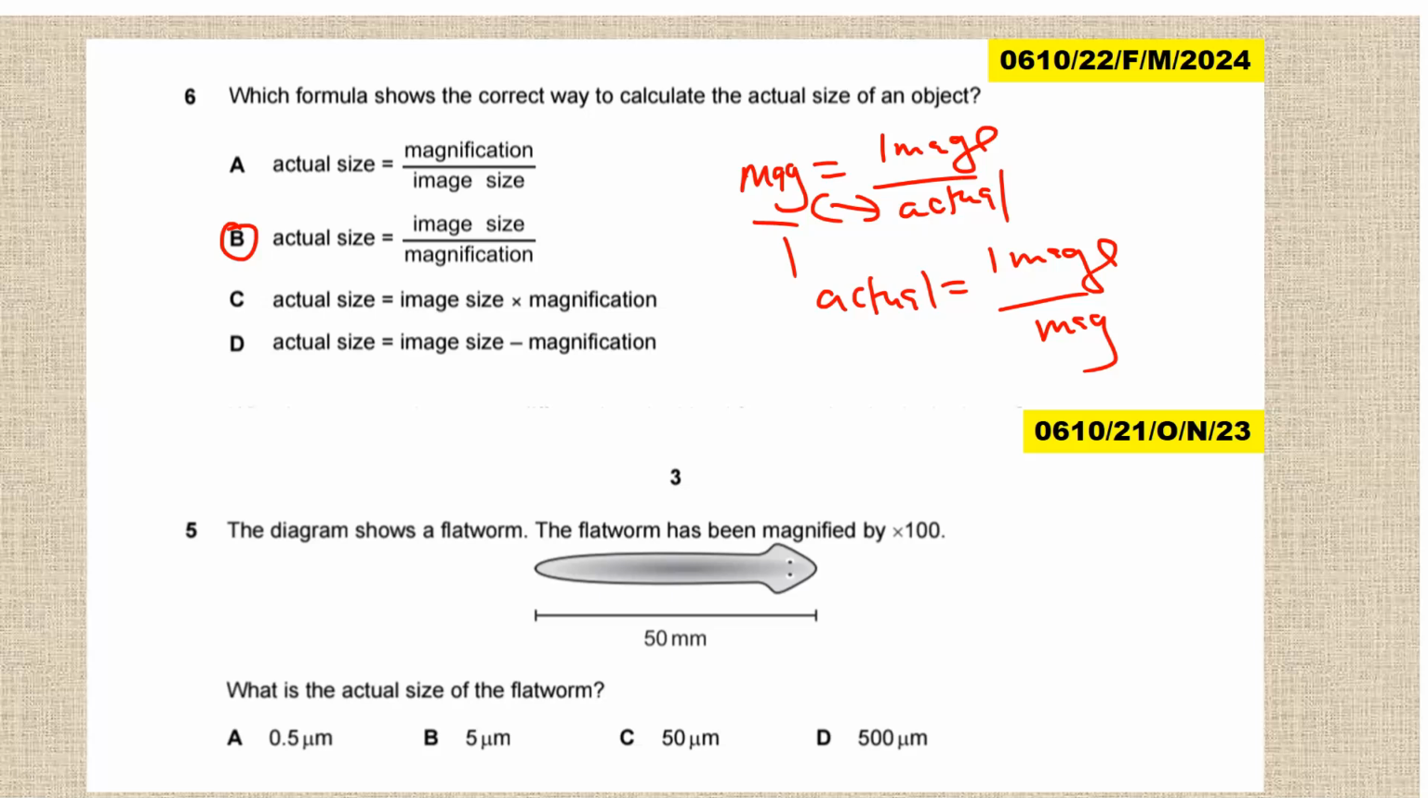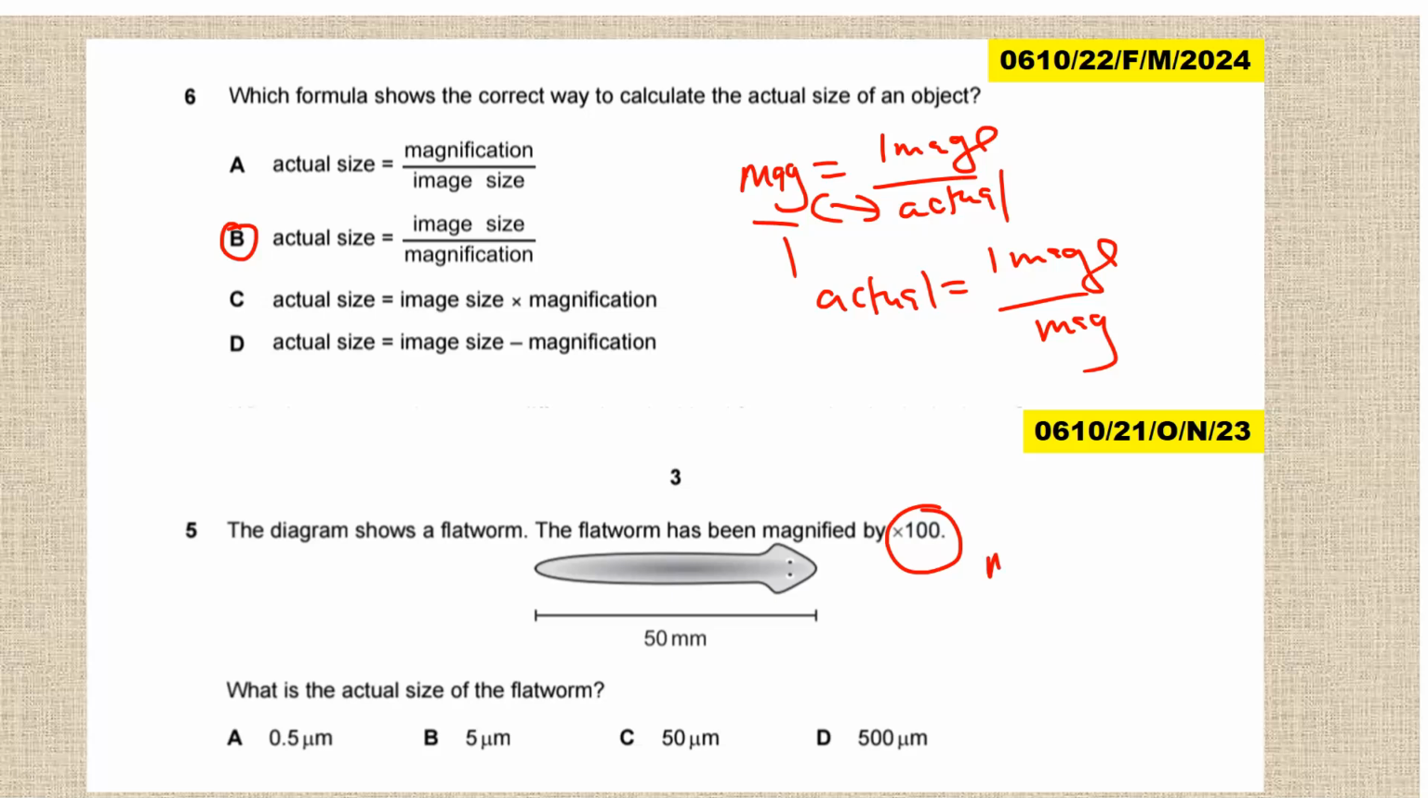Question 5, which is coming from 2023. So we've entered 2023. This is paper 2, variant 1, October/November 2023. The question: the diagram below shows a flatworm. The flatworm has been magnified by 100. What is the actual length?